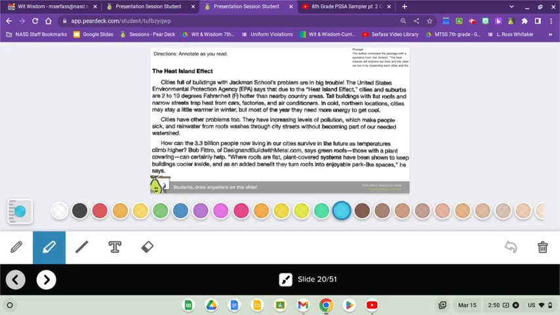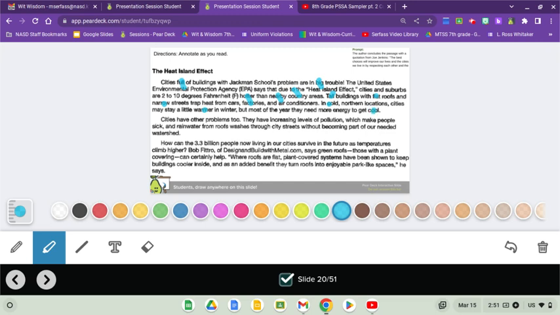Slide 20. Heading. What's it all about? The heat island effect. Cities full of buildings with Jackman School's problem are in big trouble. The United States Environmental Protection Agency, EPA, says that due to the heat island effect, cities and suburbs are 2 to 10 degrees Fahrenheit hotter than nearby country areas. Tall buildings with flat roofs and narrow streets trap heat from cars, factories, and air conditioners. In cold northern locations, cities may stay a little warmer in the winter, but most of the year they need more energy to get cool.